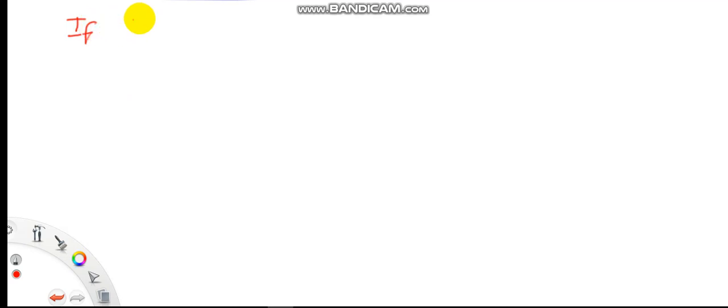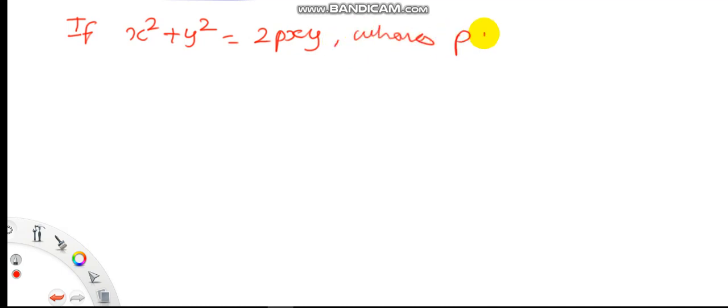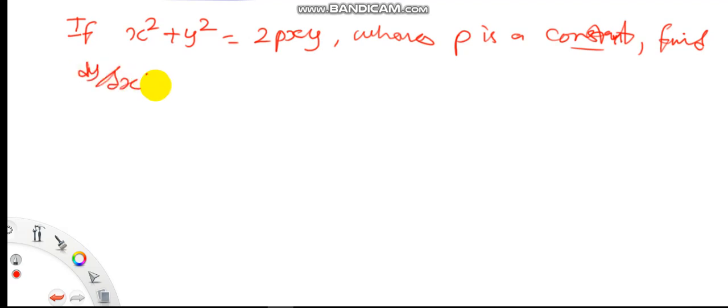if x squared plus y squared is equal to 2pxy, where p is a constant, which means we treat it just as we treat 2. Find dy/dx.